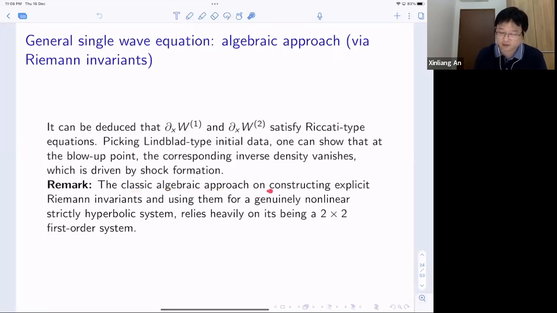But an additional difficulty is that the classic algebraic approach is really based on constructing explicit Riemann invariants, and is usually used for genuinely nonlinear strictly hyperbolic systems. It relies heavily on this being a 2x2 first order system. But what we will face is that the elastic wave is a 6x6 system and the MHD is a 7x7 system. It would be super hard to construct suitable Riemann invariants which can describe all the dynamics of all these kinds of waves. So we need to use a different approach.